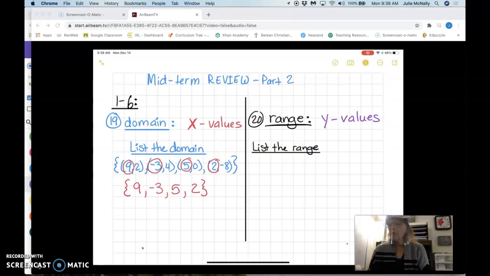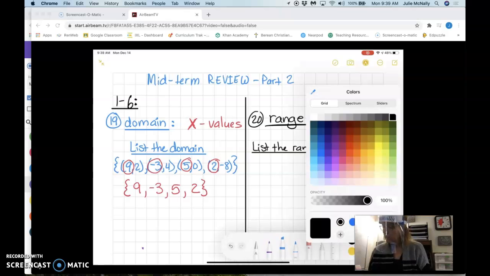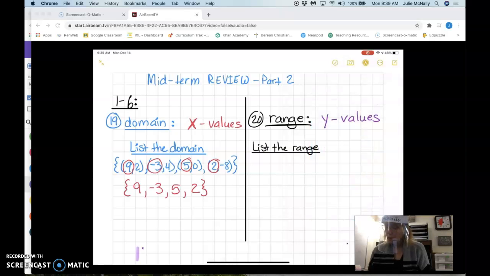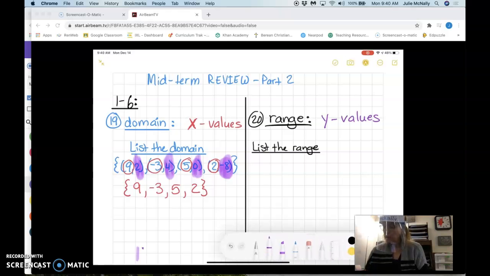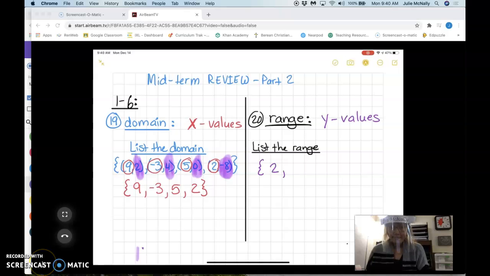Okay, so now it says list the range. So I'm going to look at my Y values in these same numbers that I had in the other one. And I'm just going to list all the Y values. That's the range. Use your little solution set bars. Okay, so I have 2, I have 4, I have 0, and I have negative 8.